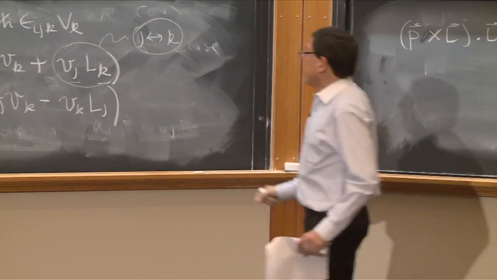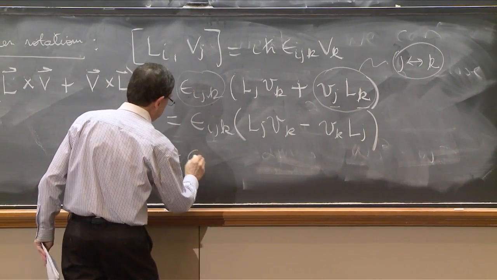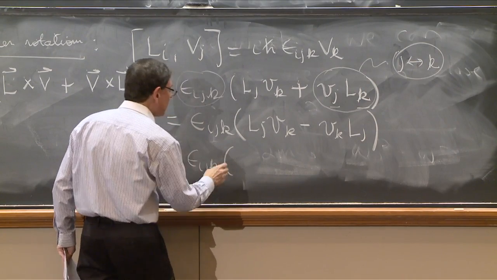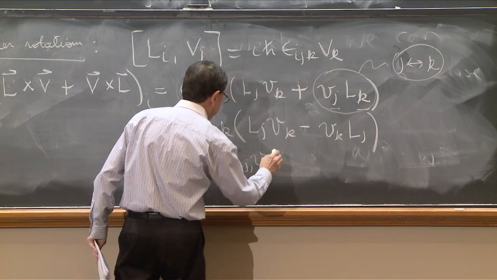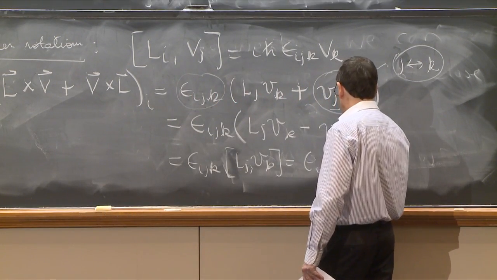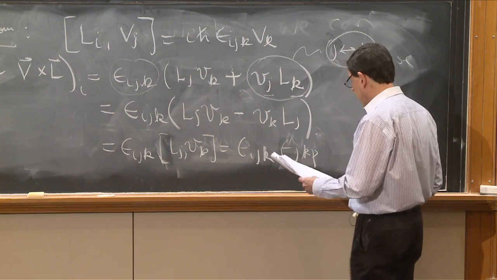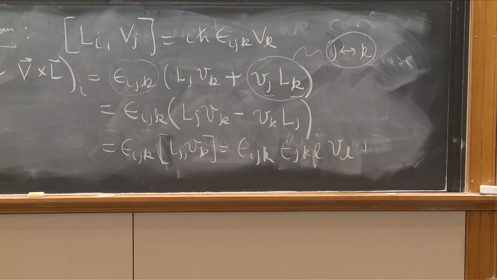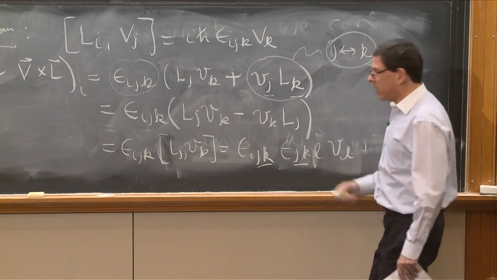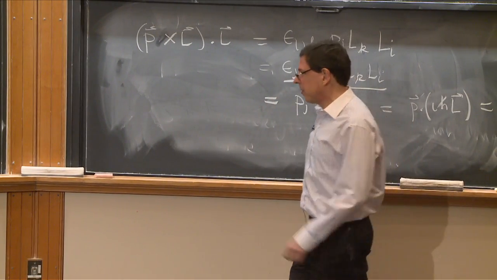But this is nothing else than the commutator of L with V. So this is epsilon ijk Lj Vk. That's epsilon ijk, and this is epsilon jkp, or L Vl. Now, two epsilons with two common indices is something that is simple. It's a Kronecker delta on the other indices.